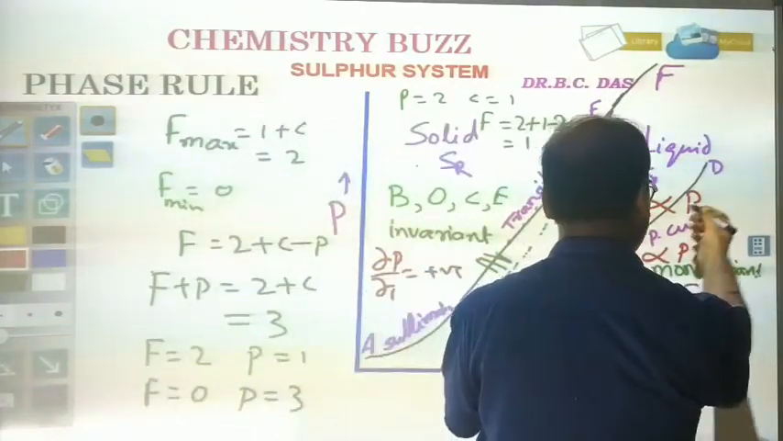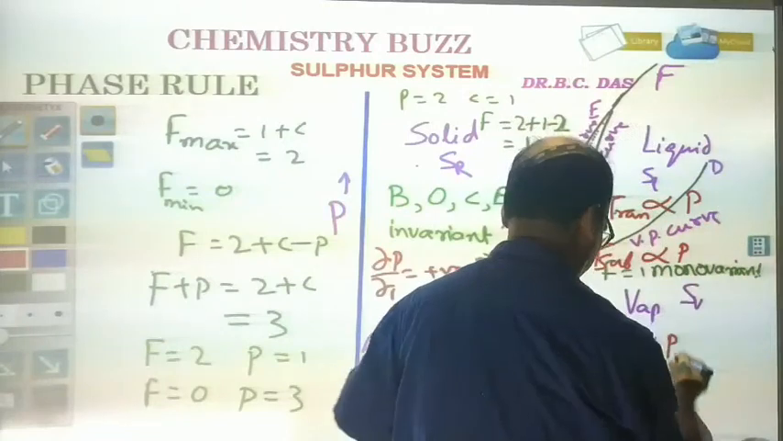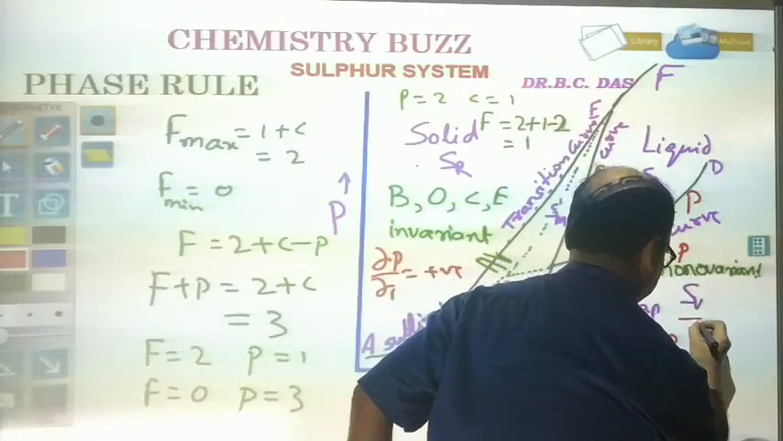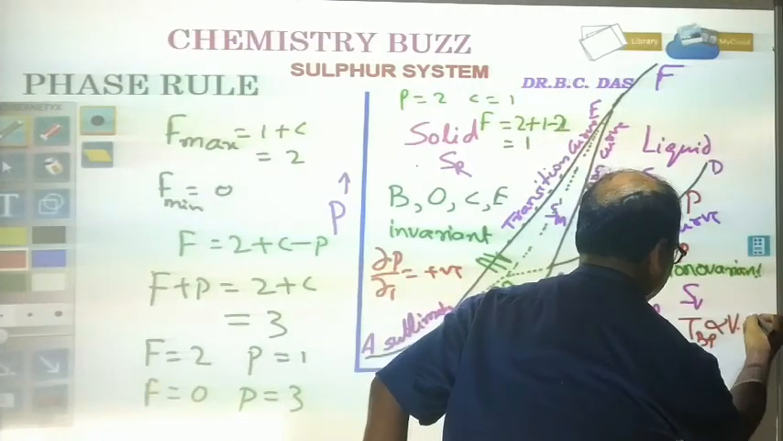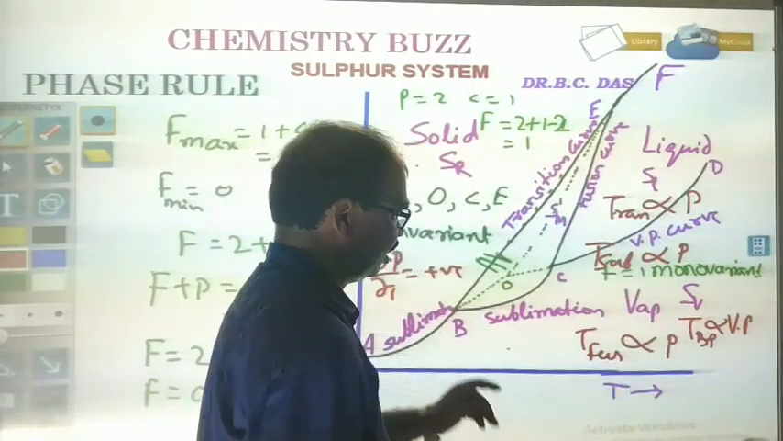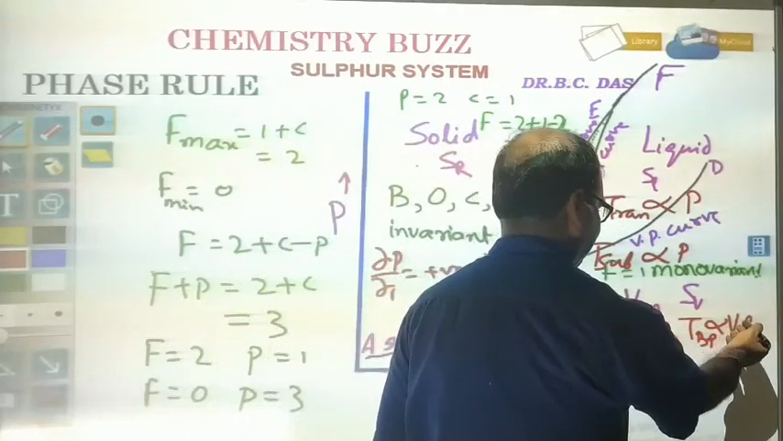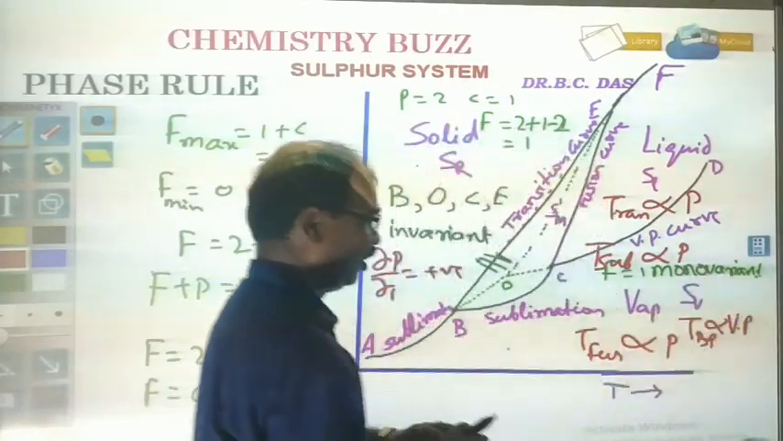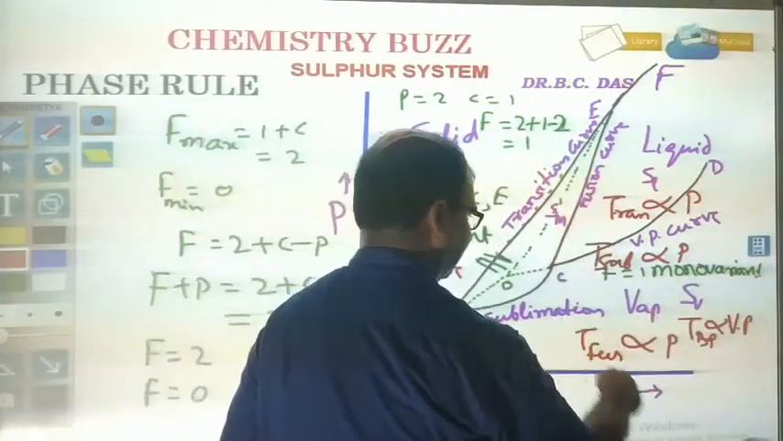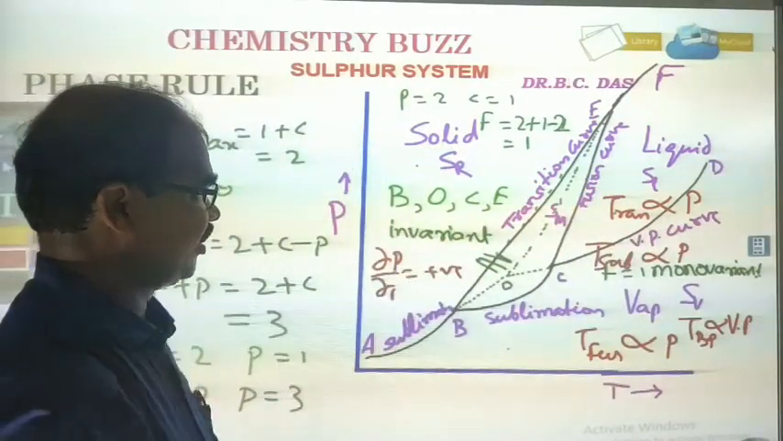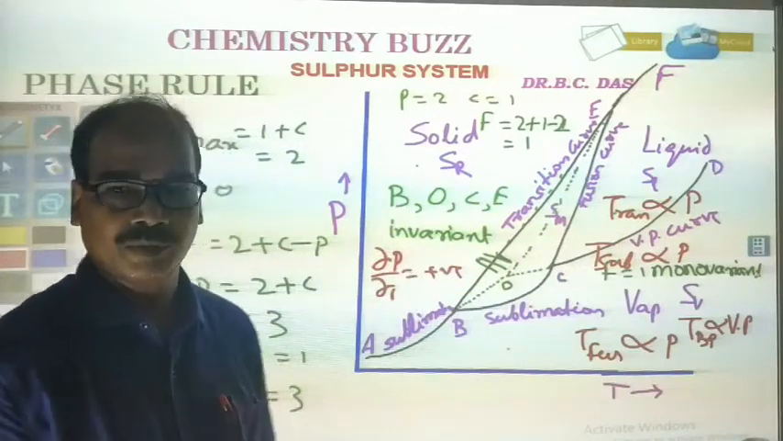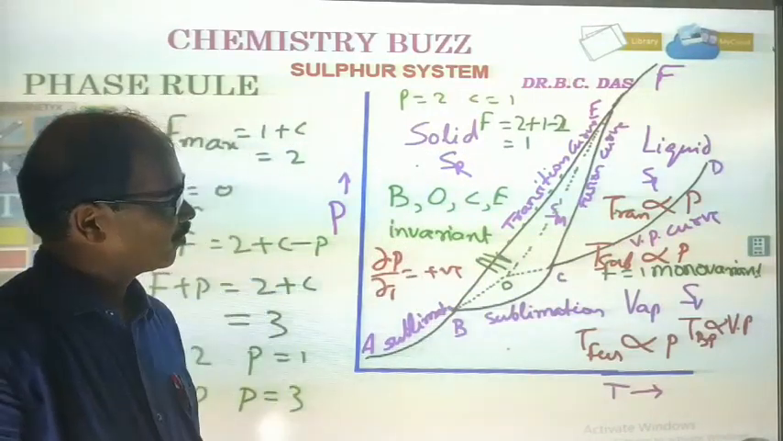And vapor pressure. So this is the vapor pressure curve. Also, T boiling point is proportional to vapor pressure or pressure. Okay. If the boiling point will increase, vapor pressure will increase. If vapor pressure will increase, then boiling point will increase. So this is the summary we have reached from the study of the phase diagram of sulfur.